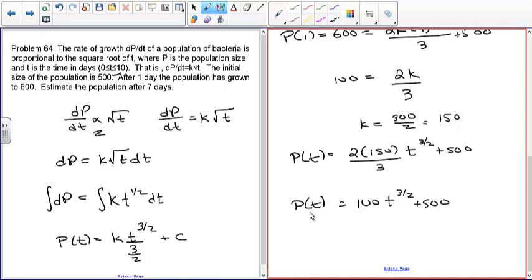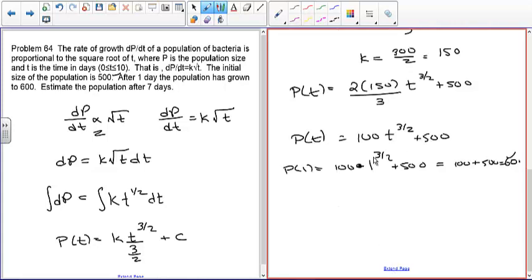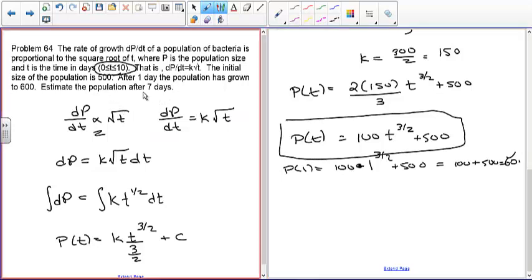And again, P of 0 is obviously 500. If I do P of 1, just to confirm I did it right, you'd have 100 times 1 to the 3/2 plus 500, which is 100 plus 500, which equals 600. So I did that part right. Once you have this equation, then you can use it for any part of the domain, and this second part of the question is in the domain.